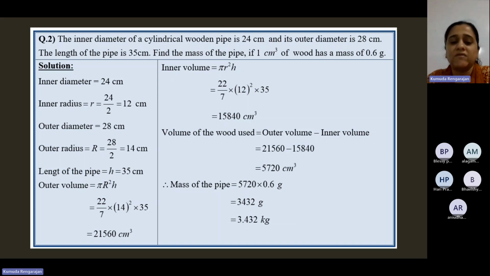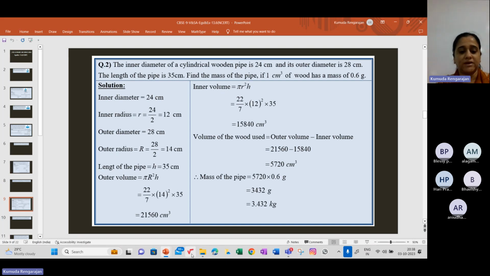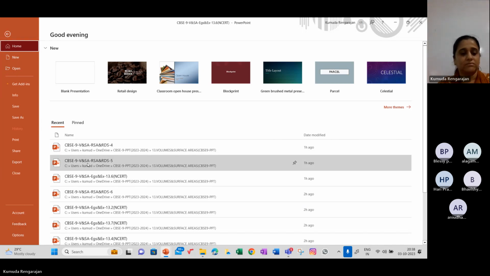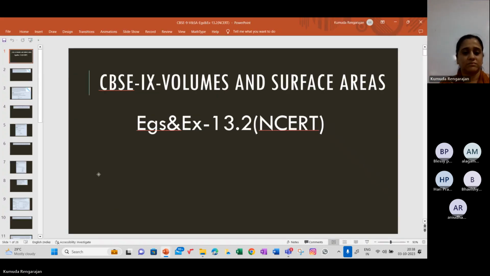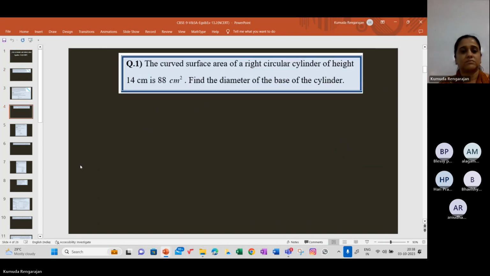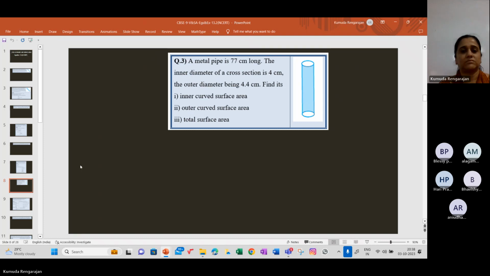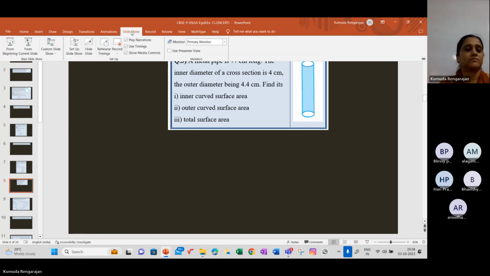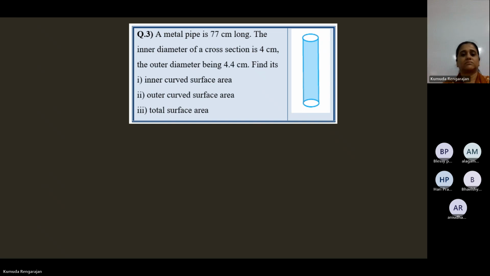So after finding that volume, you should multiply with the mass. 1 centimeter cubed is 0.6 grams. So multiply by 0.6 to get the mass of the pipe. So this is volume. Understood this? Now see a similar situation in area. Read this question.